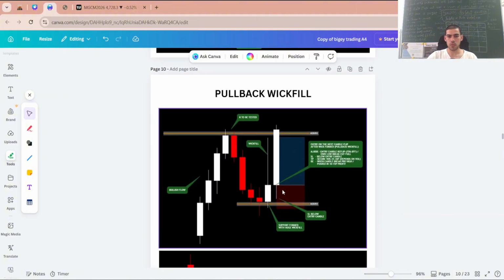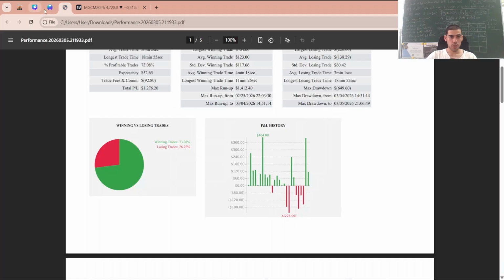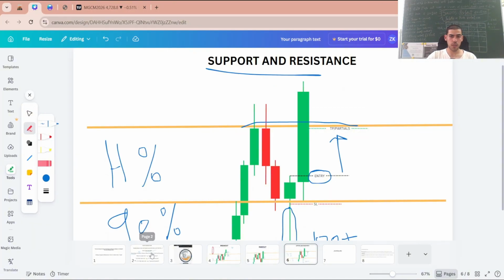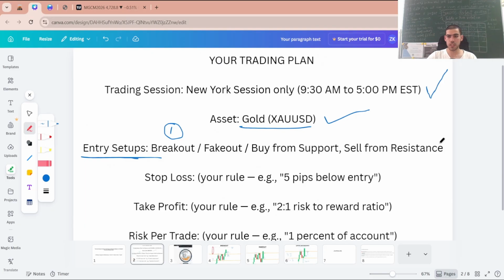I also like when we have this pullback with the wick fill. This is where the best trades happen. So now I think we have finished the entry setups.